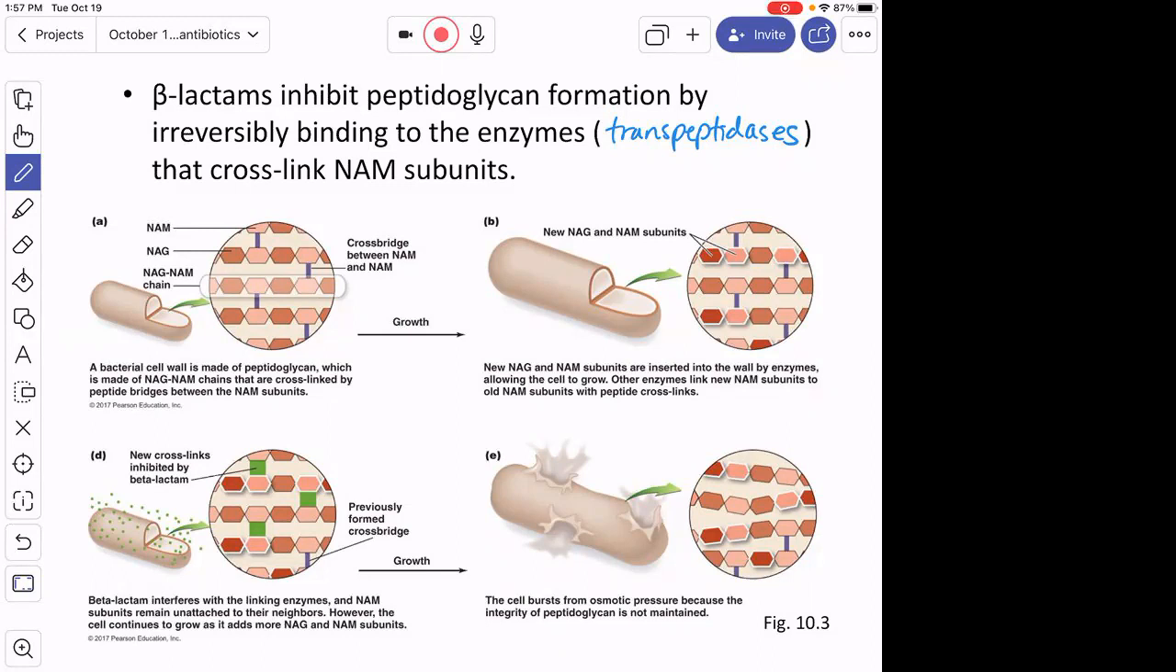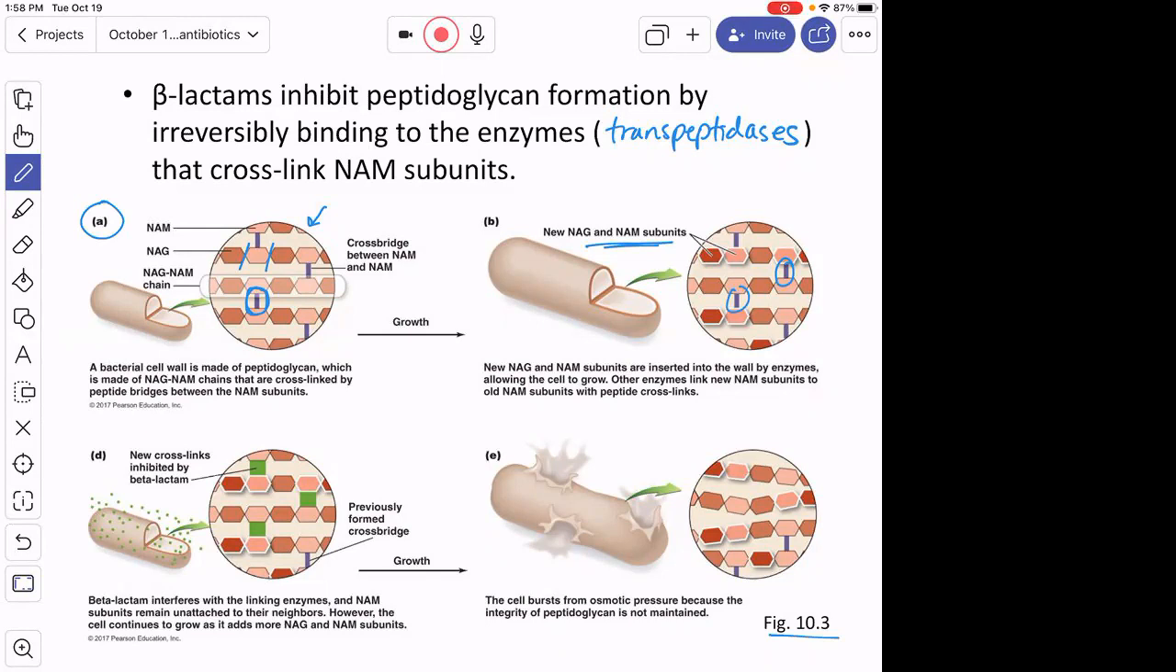Okay, so this is your book's figure that explains this. Here's the normal structure of peptidoglycan. We've got those repeating sugar subunits, NAM and NAG, and the cross-linking of these amino acid bridges. Normally we've got enzymes that are going to cut between these sugar subunits, new ones get inserted in there, and then the transpeptidases seal up these bridges again when the new subunits get put in, and that's how the cell wall grows.